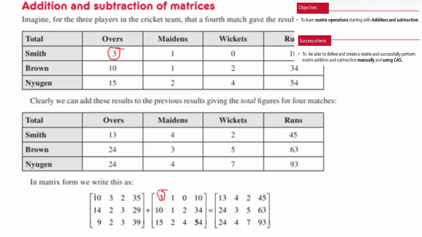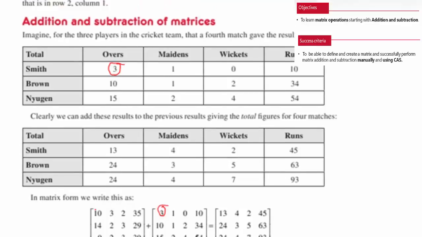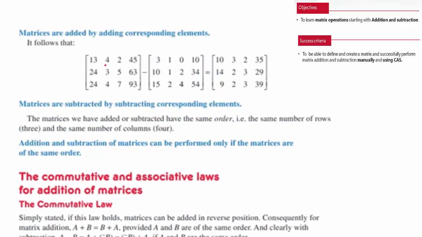So its position has a value for a particular thing. That's why we add the same position. So we need to be adding Smith's overs together and Smith's maidens together, etc. We don't mix and match. Okay, so if we wanted to subtract them, then the same holds on. Same position, 13 here.